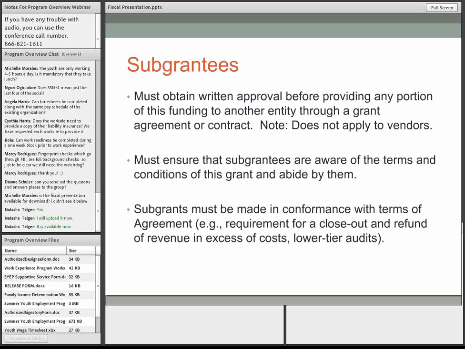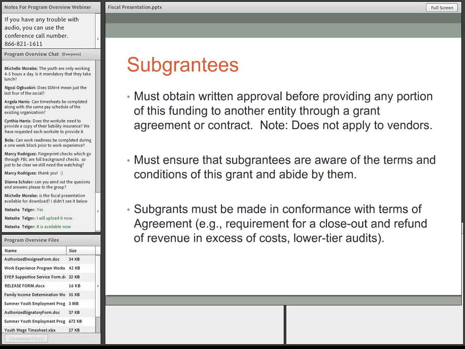If any of you are potentially going to use subgrantees, which means you will take your money and subgrant it to another organization to perform basically the programmatic functions of this grant, you must obtain written approval from DCEO before you would do that. So keep that in mind.